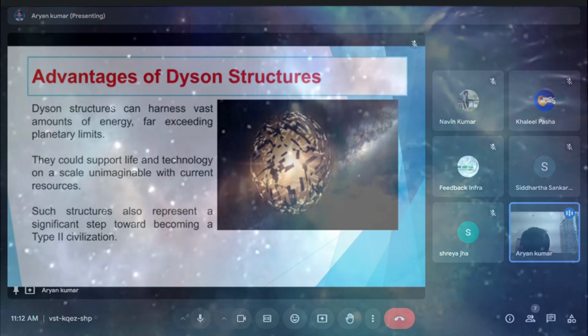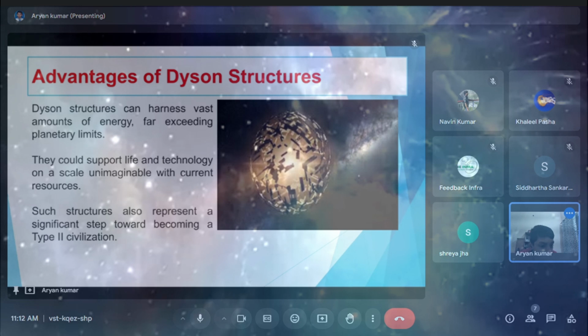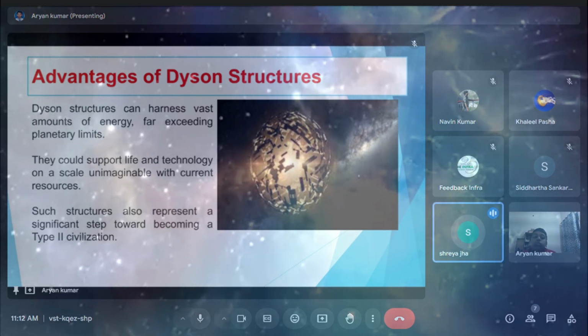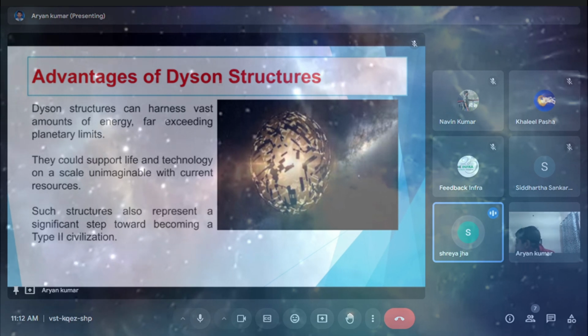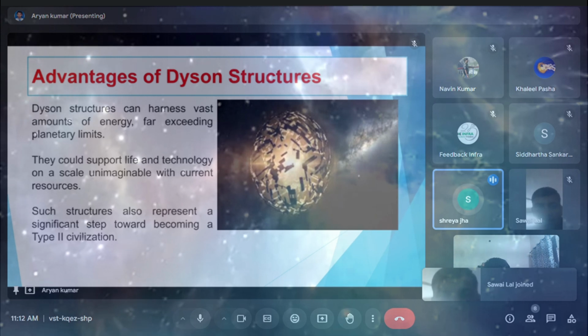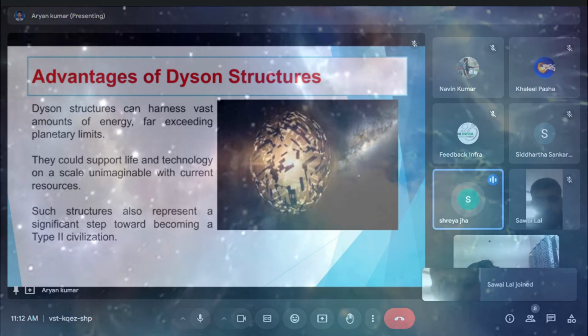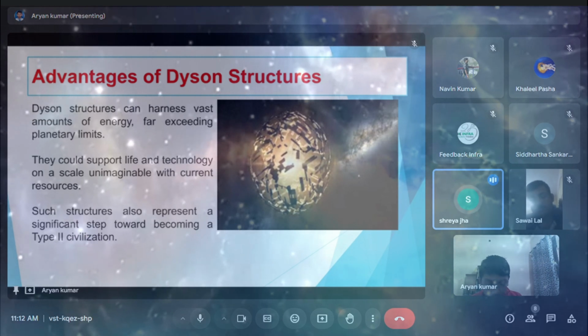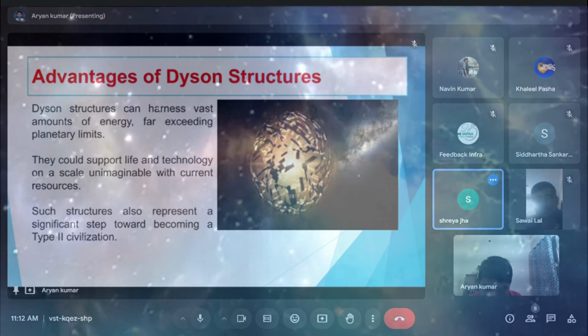Shreya, are you understanding everything? Actually, I came so late, so I'm not understanding everything. But yeah, advantages of Dyson structures, if you'll explain, because you had explained it in the last class. Am I right? Yes.